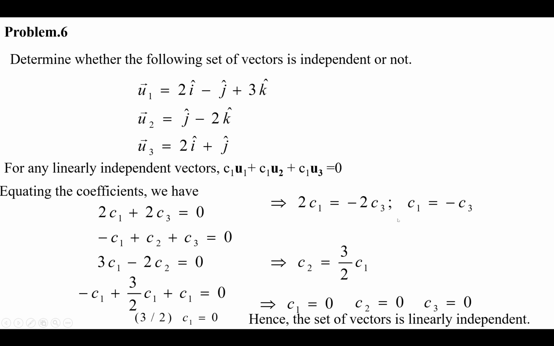If c1 equals 0, then c3 must be equal to 0. If c3 equals 0, then c2 must be equal to 0. So c1 equals 0, c2 equals 0, c3 equals 0. It means that they are all linearly independent vectors.